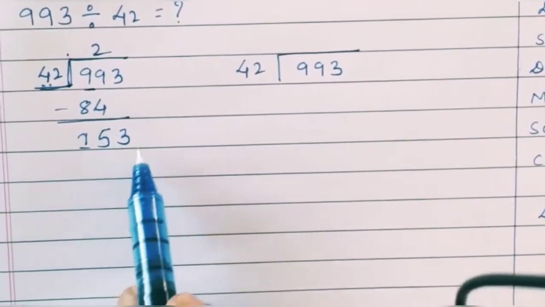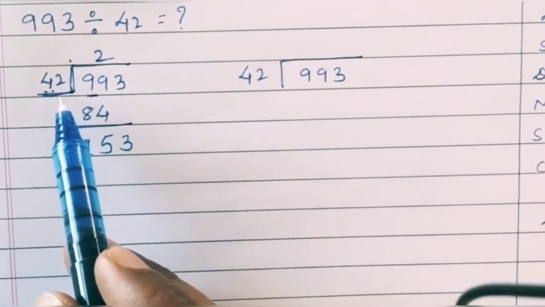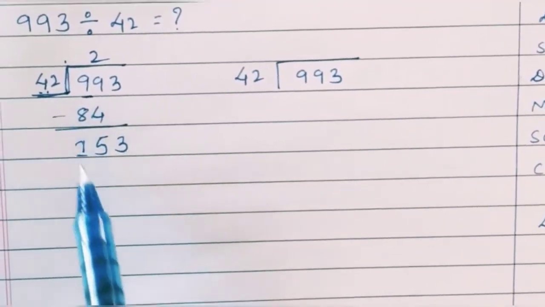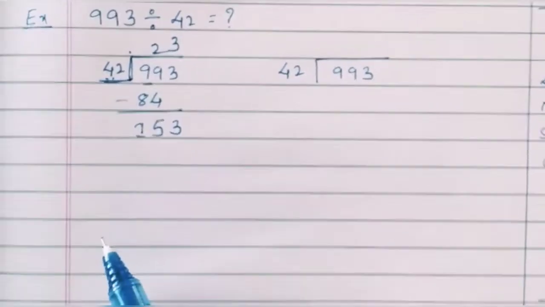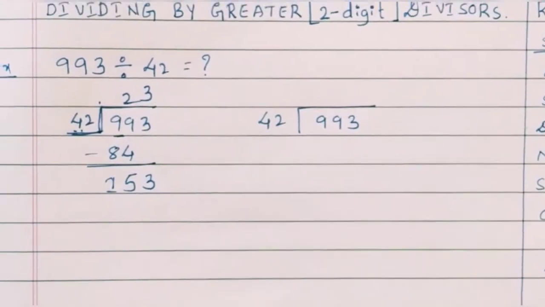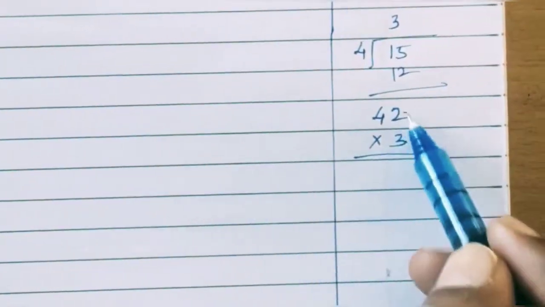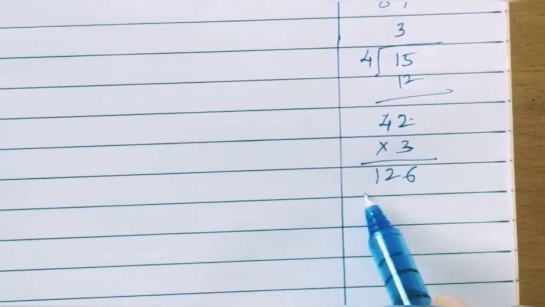Again we have to divide 153 by 42. Now, suppose you want to divide only 15 by 4. You know that 4 threes are 12, right? So in the same way, now I will take 42 into 3. First you can make rough work here. 42 into 3: 3 twos are 6, 3 fours are 12. We have 126 here.